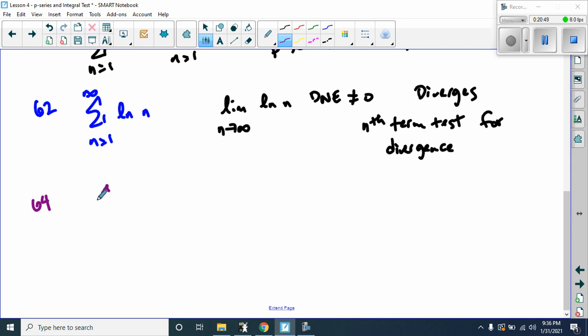64 asks for the sum as n starts at 2 and goes to infinity of ln of n over n cubed. I don't have anything to the n power. It's not geometric. If I start plugging numbers in, ln of 2 over 8, ln of 3 over 27. It's not telescoping because these are always positive. We said it's not geometric.